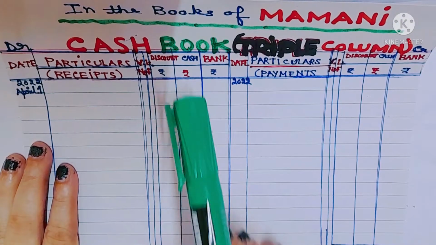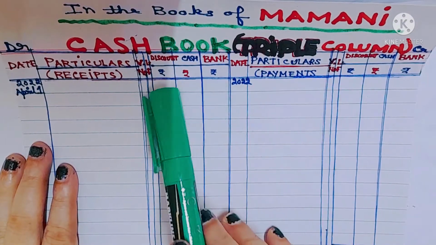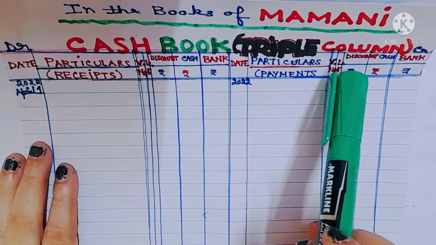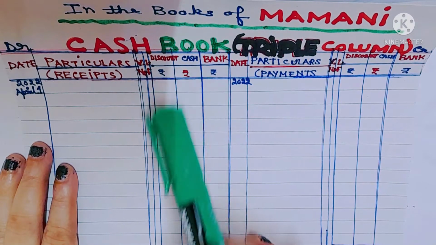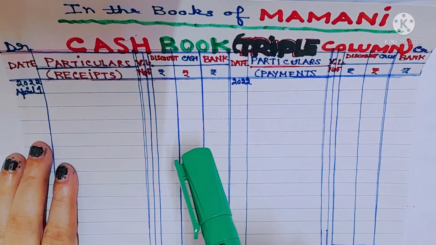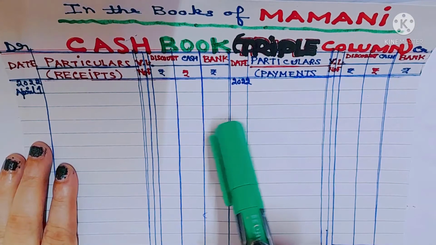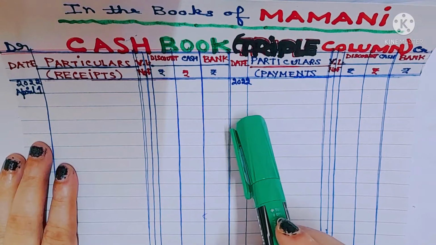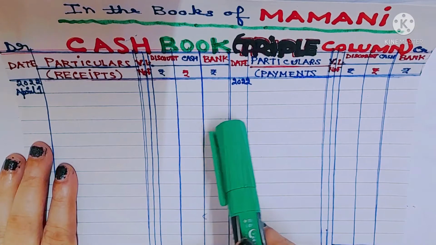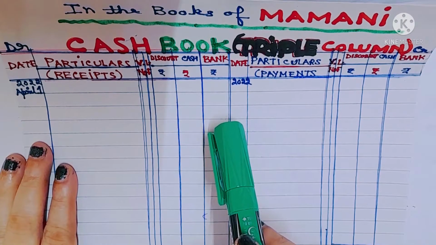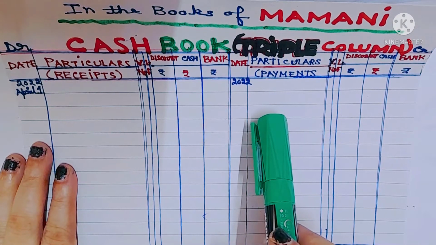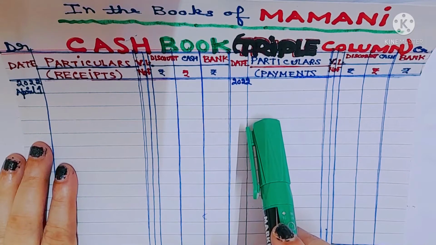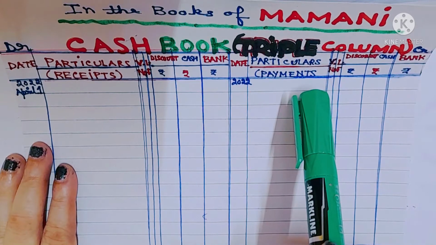This is the format of a triple column cash book, in the books of Mamuni. The format is similar to that of a double column cash book with cash and bank columns. The only exception is that a column is added in a triple column cash book to record discount allowed and discount received. See, it's just like a double column cash book.